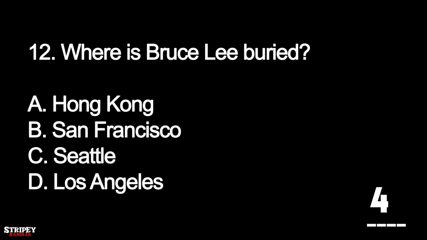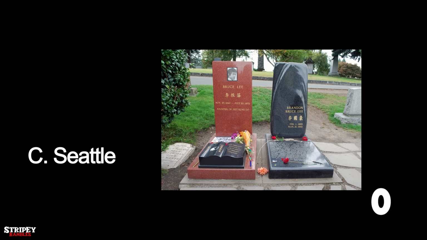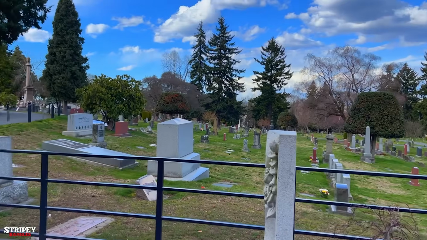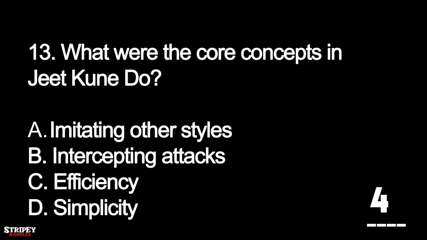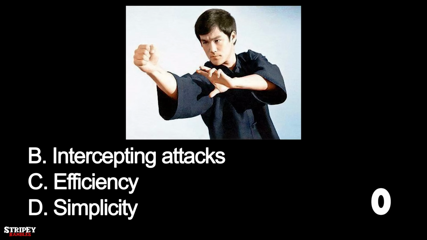Question 12. Where is Bruce Lee buried? It's at Lakeview Cemetery, Seattle, Washington. Lot 276, grave 3, southeast. I'm going to hopefully go there next year. 13. What were the core concepts in Jeet Kune Do? Of course, intercepting attacks, efficiency and simplicity. He didn't really imitate others, but he did absorb what is useful. Hope you got all three of them.